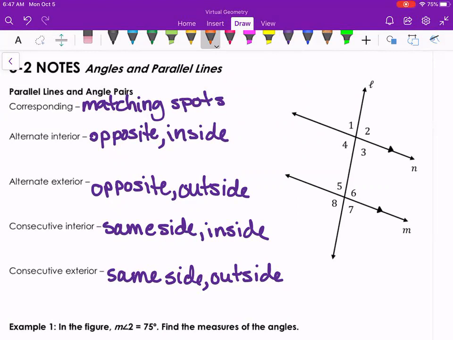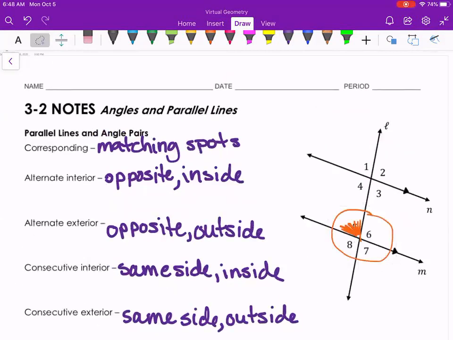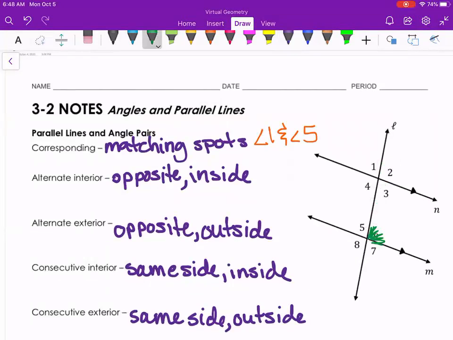Corresponding, again, means matching positions. Let's say I'm looking at angle 1, which is in the top left. If I take that exact same intersection and move it down to the other intersection, it matches up exactly with angle 5. So there's one of our angle pairs: angles 1 and 5. Let's try another one. Angle 2 is in the top right. If I move down to the next intersection, it lines up exactly with angle 6. So angle 2 and angle 6.